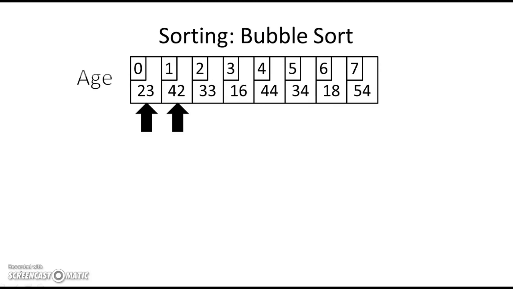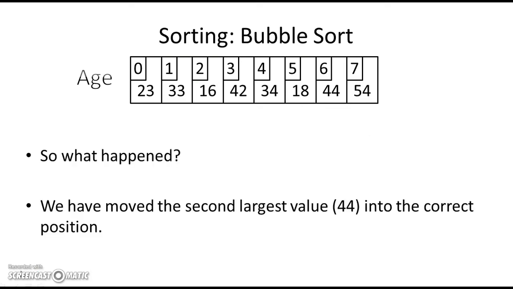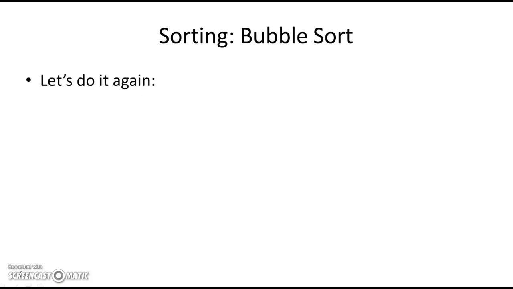23 and 42 are in the correct position, so we don't do anything. 42 and 33 swap. 42 and 16 swap. 42 and 44 don't do anything. 44 and 34 swap. 44 and 18 swap. And 44 and 54 are fine. So what happened there? We've pushed the second largest value, 44, into its correct position.